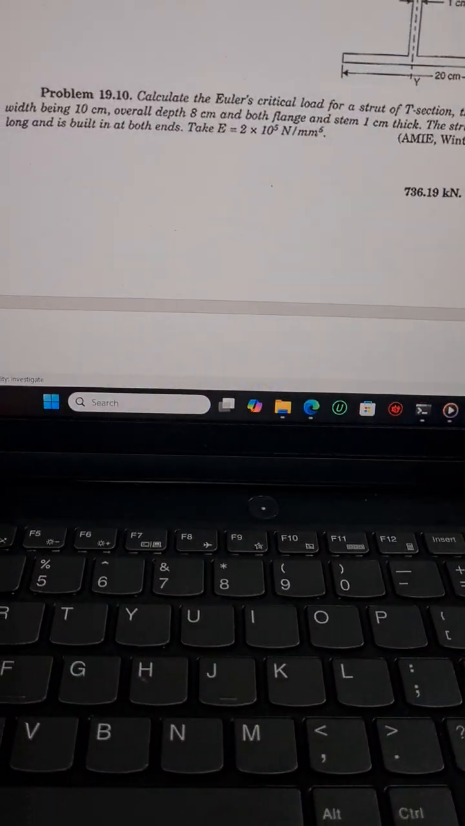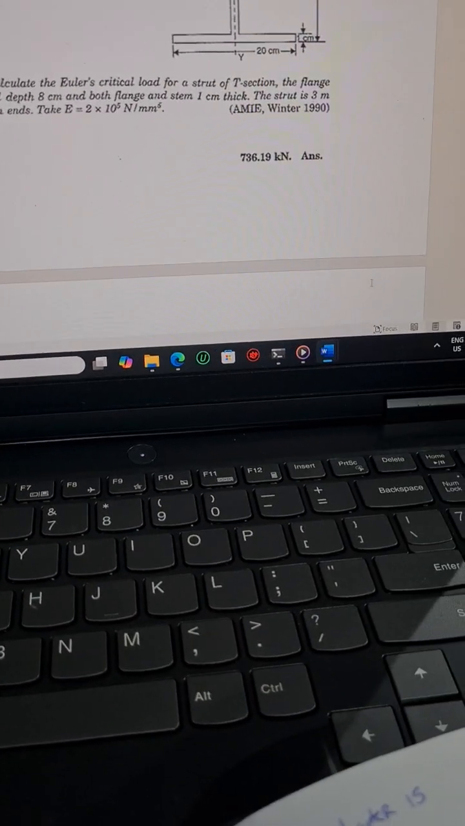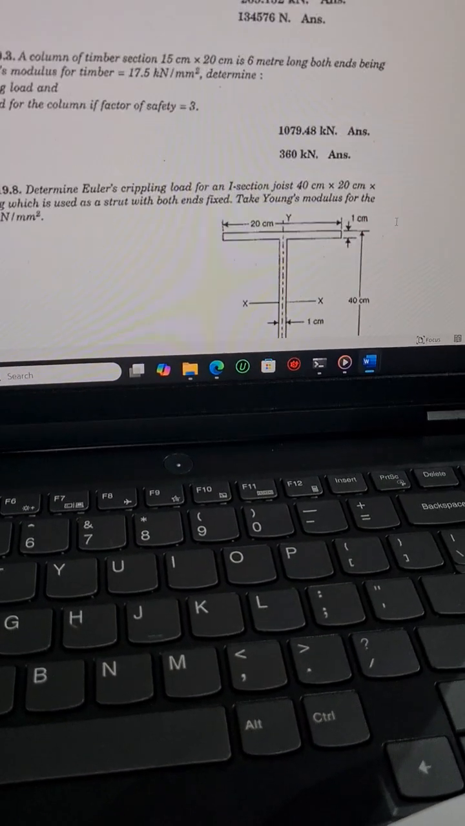Okay, let's do this. This is part 2 of the video. It's very important to watch part 1 so that you understand. We are doing the problem. So here's the problem, it's 19.10, from the same book.